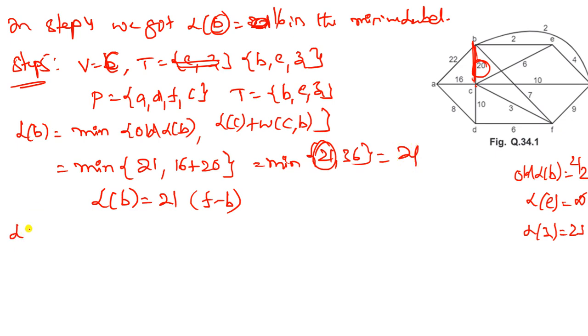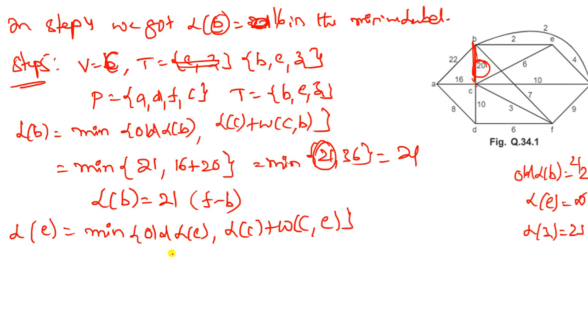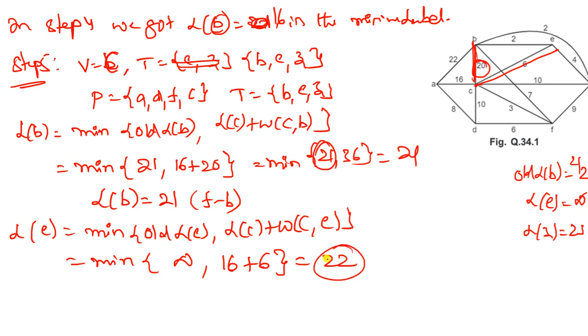Now the next one, L of E. L of E is equal to minimum of old LE value and L of C plus weight between C comma E. Now the minimum of old LE value, infinity, and L of C is 16 plus weight between C to E. So C to E we have 6. So 16 plus 6, that is 22. So here we got L of E is equal to 22.